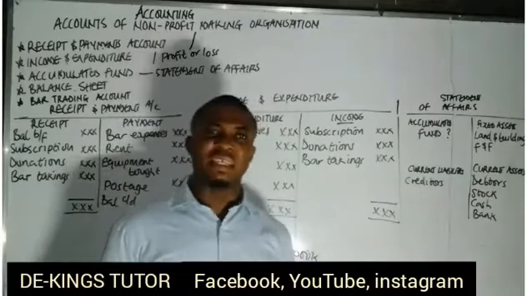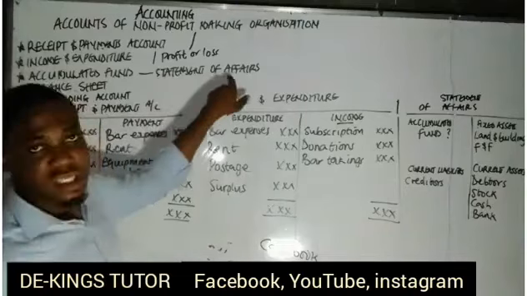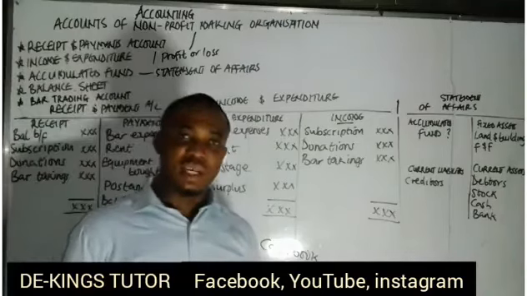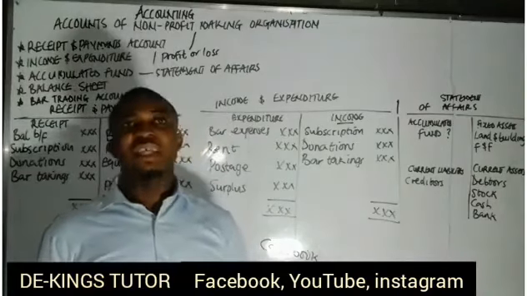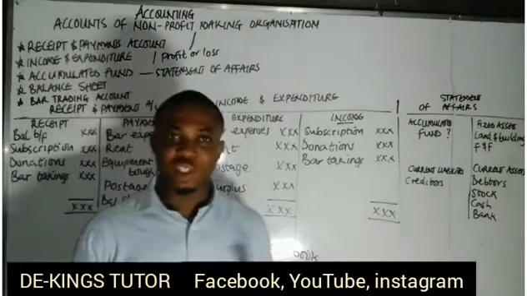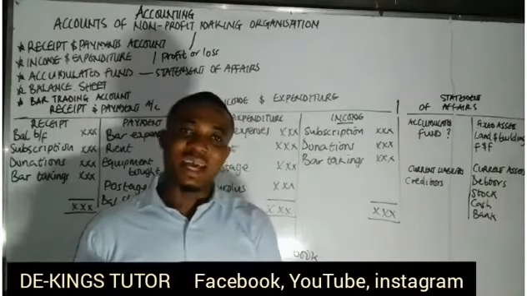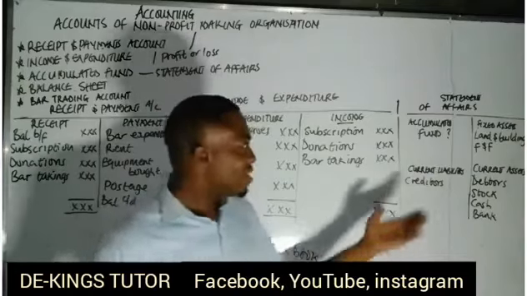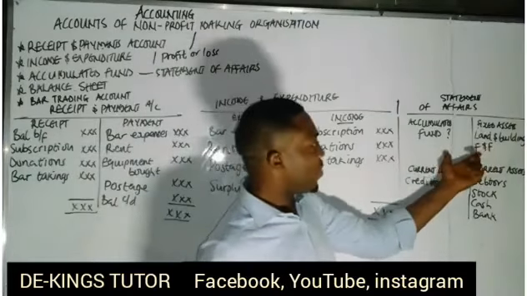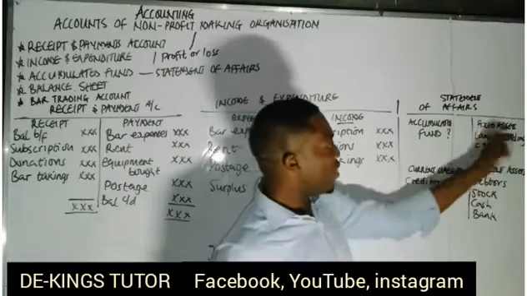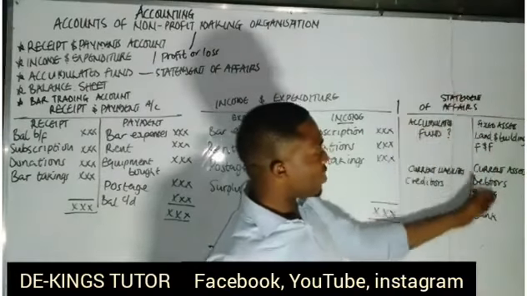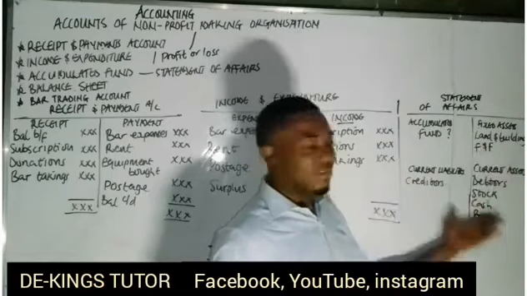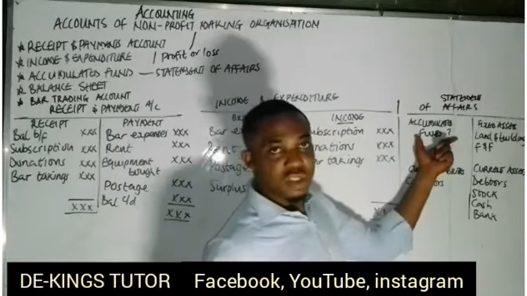Now, how do you find this? You use what is called the statement of affairs. What is the statement of affairs? It is called an abridged balance sheet or a summarized balance sheet. The same way you have a balance sheet in which you have your assets at the right hand side and liabilities at the left hand side. Now, this is the format of the statement of affairs. You have your fixed assets, your current assets, then you have liabilities. Now, the assets minus the liabilities will give you what? The accumulated fund.